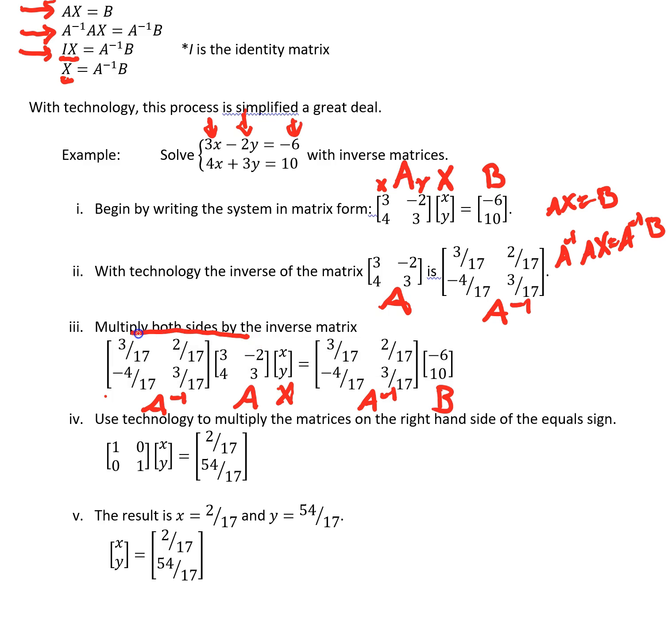But the inverse matrix of A multiplied with A gives us the identity matrix. So I have the identity matrix, I have our variable matrix, and the right hand side with technology simplified down to this new matrix on the right hand side. When we take the identity matrix and multiply it with matrix X, we get matrix X, and now we've arrived at our answers. So we know the ordered pair that would have solved this system of equations is the ordered pair 2/17, 54/17.